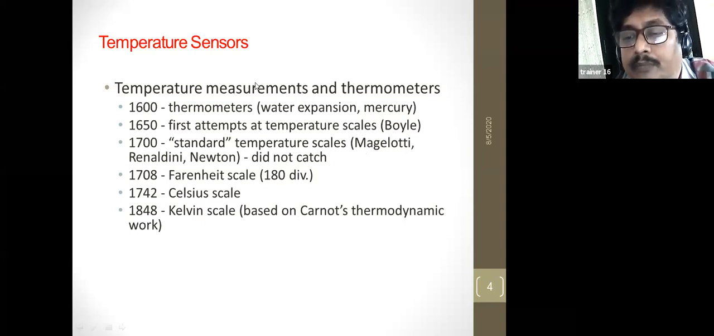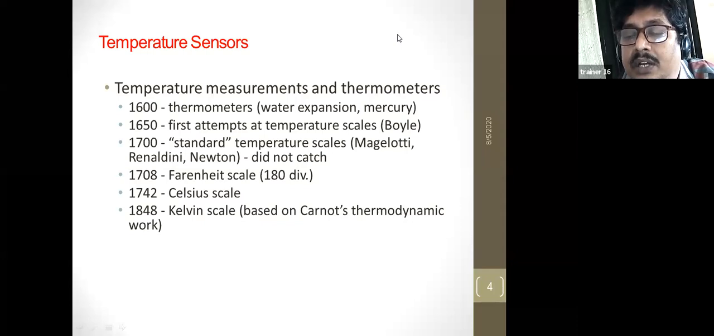And if you go for temperature sensors, temperature measurements, all of you know that temperature is nothing but a measure of the degree of hotness or coldness of a particular body or substance. Now in this, all of you know that a thermometer is a temperature measurement device. So here at the end of the thermometer, a sensing bulb is there. In the sensing bulb, mercury is there.